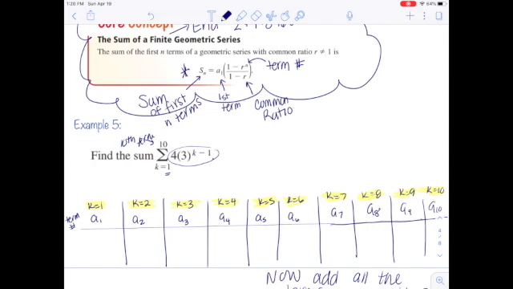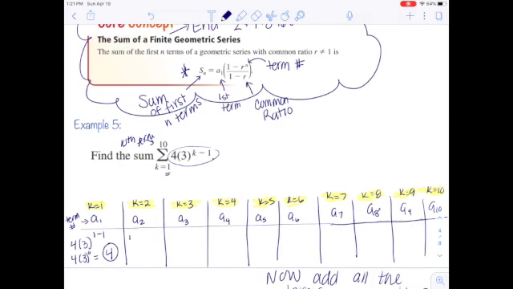So to find our first term, we're going to plug in k is equal to 1. And that's what we're going to call our term a sub 1. So 4 times 3 to the 1 minus 1, and that will equal 4 times 3 to the 0, which is just 4 times 1, which is 4. So we have our first term.